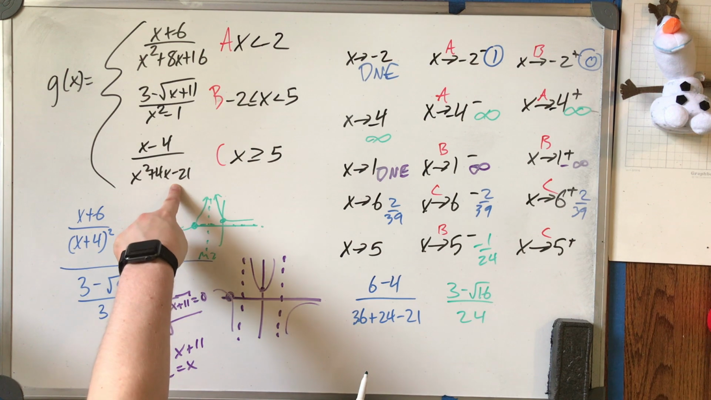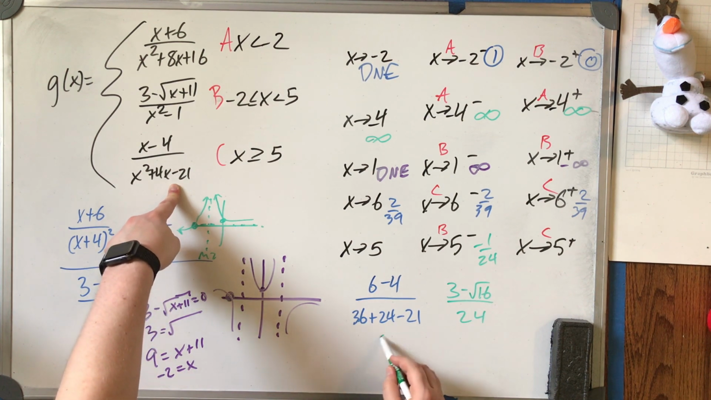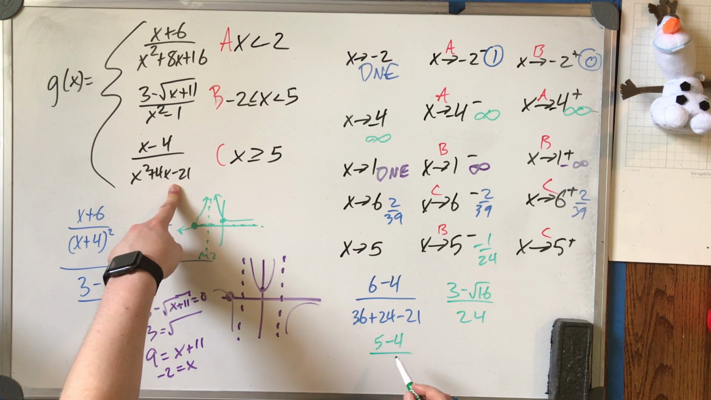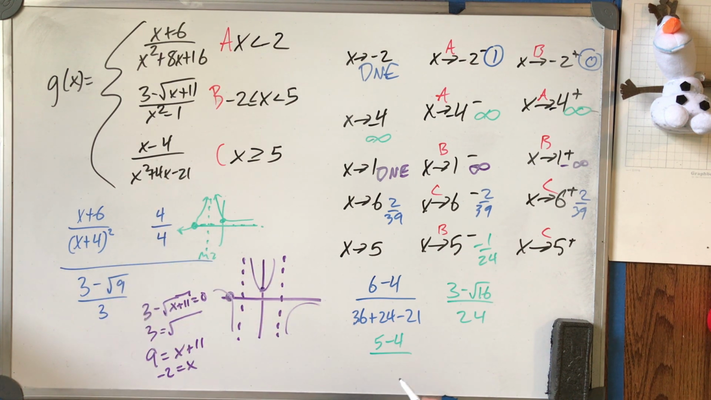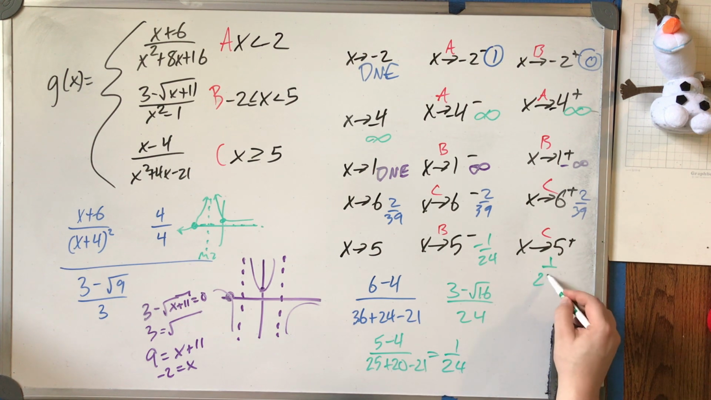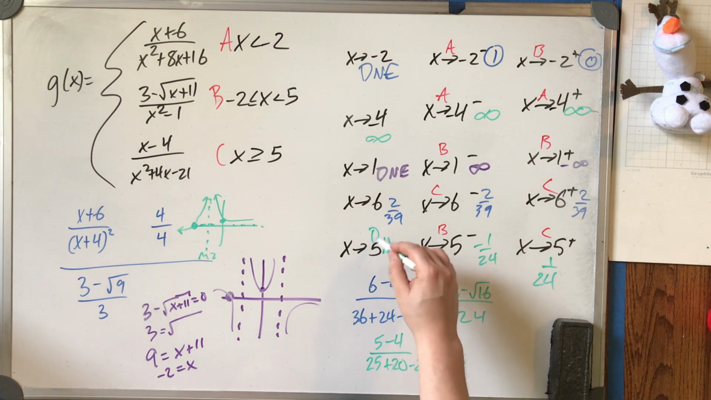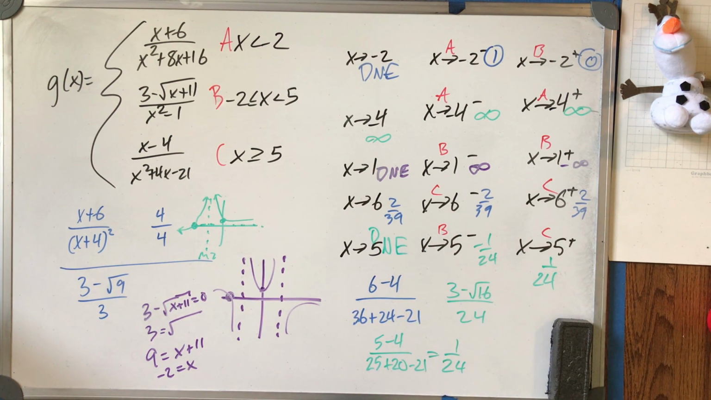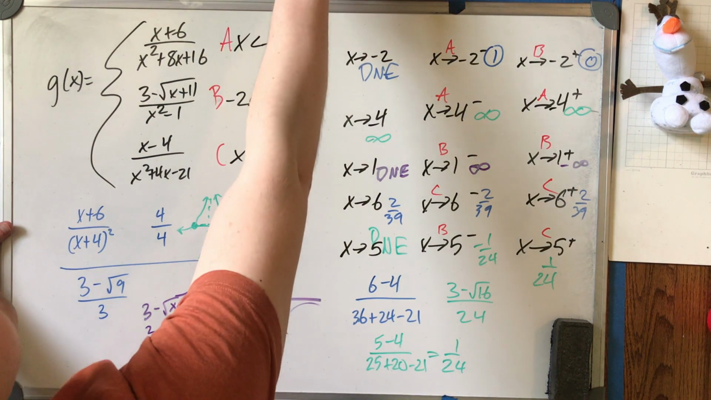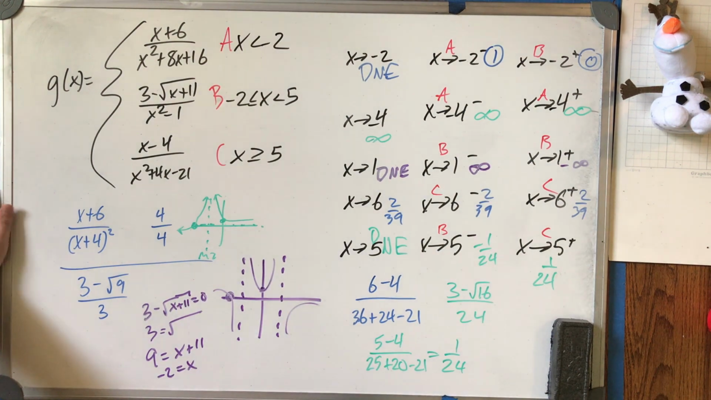Now I'll plug it into C's equation. I will get 5 minus 4 over, and what is that? So that's going to be 25 plus 20 minus 21. Okay, so I think that's positive 1/24, which is not the same number, so this does not exist. Whew, that was rough. Oh, we have a whole nother one to do.